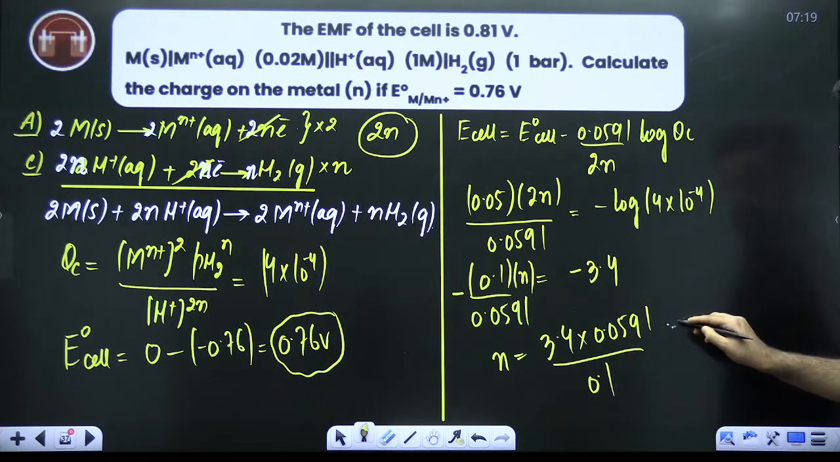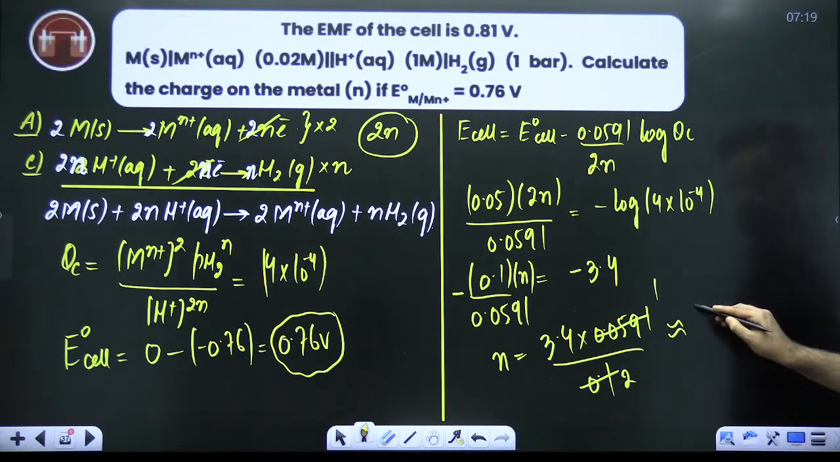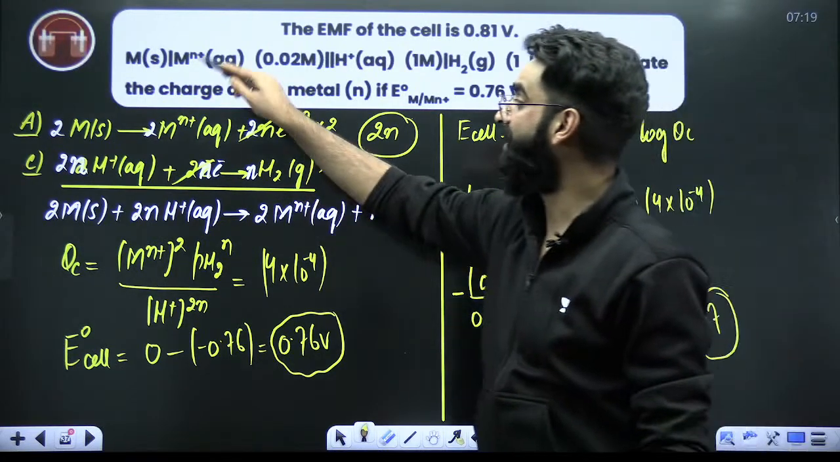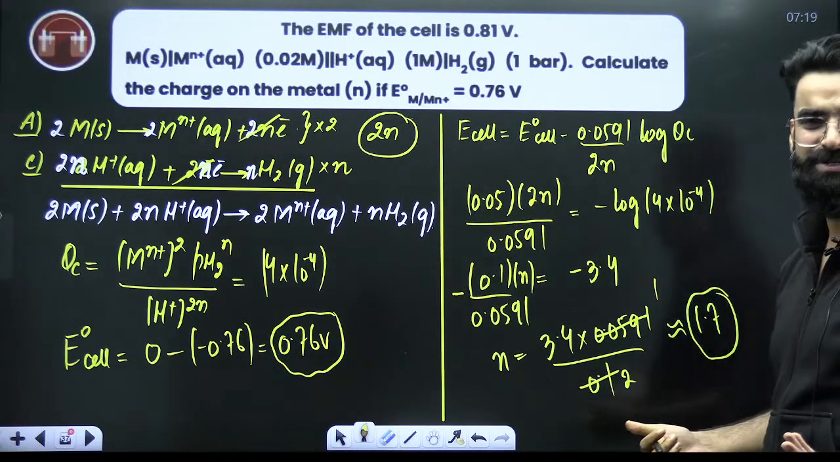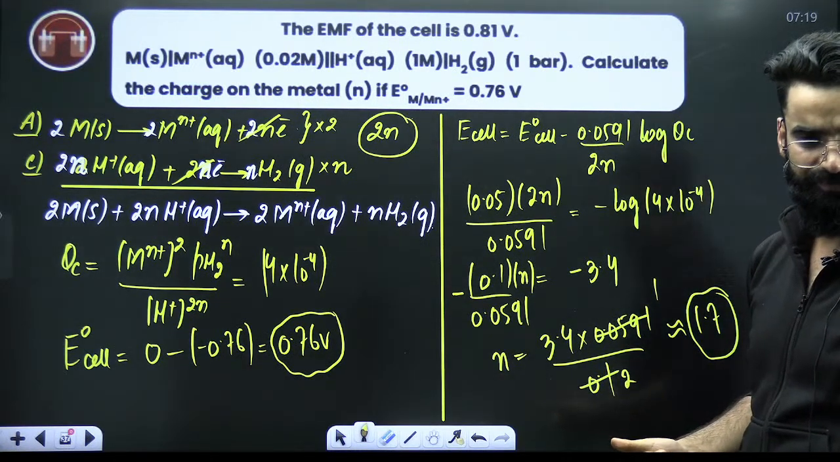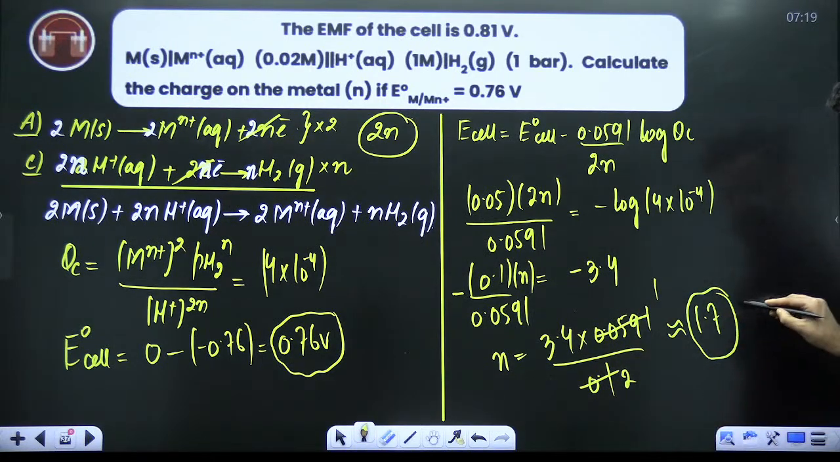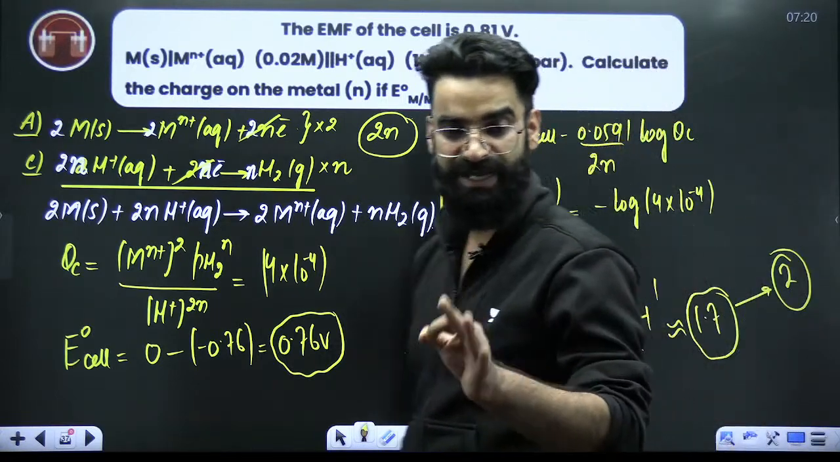And approximately, this one is 1, approximate calculation. This one is approximately 2. So approximately n value is coming out to be 1.7. But what is n basically? N is the charge on the metal ion, right? Can charge be 1.7? Charge cannot be 1.7. It has to be an integer, I mean, a natural number. So which one is the closest natural number? That's 2, right? So I would say n value is coming out to be 2.